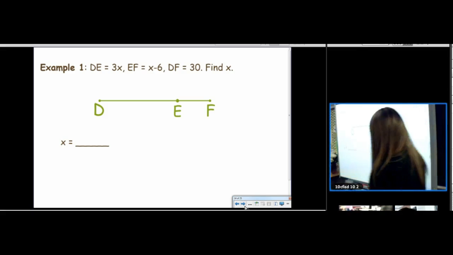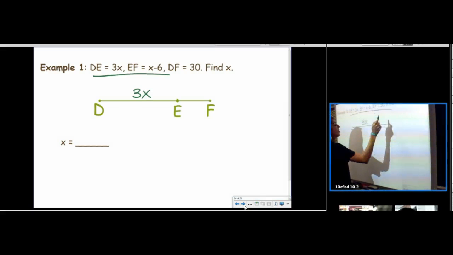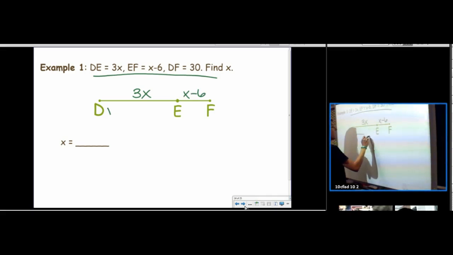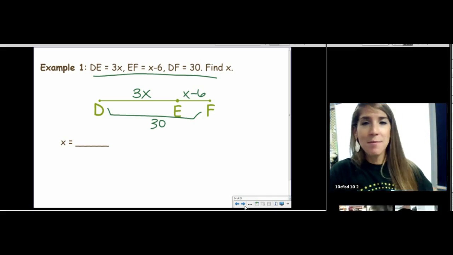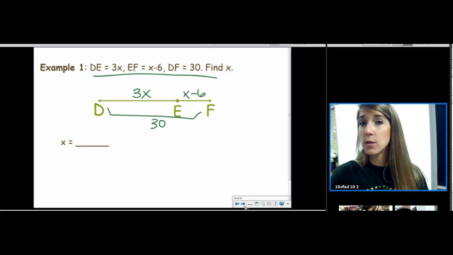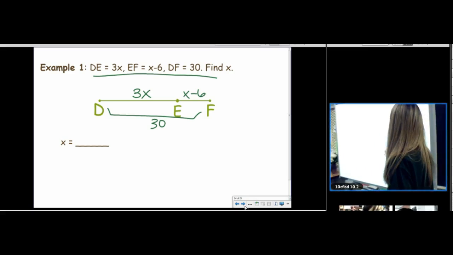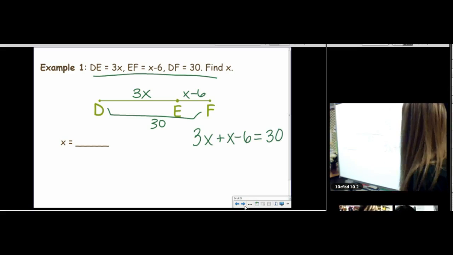I highly encourage you to write the information on your picture. Write it on your picture every time. That way you know which of those is the parts and which one is the whole. Because I'm not always going to give it to you in order, the part, then the whole. I'm not always going to do that. So we're going to use the segment addition postulate. We know that DE plus EF equals DF.